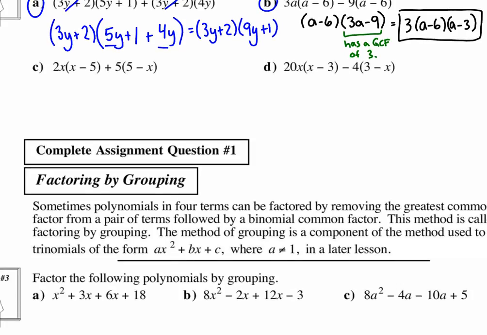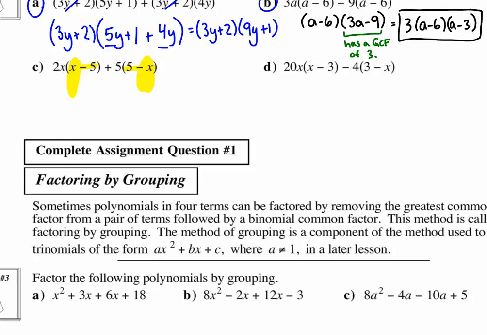2x times x minus 5 plus 5 times 5 minus x. Are these the same thing? No, they are different. Looking at the x's, what's the sign of the first x? Positive. What's the sign of the second x? Negative. So they're not the same.